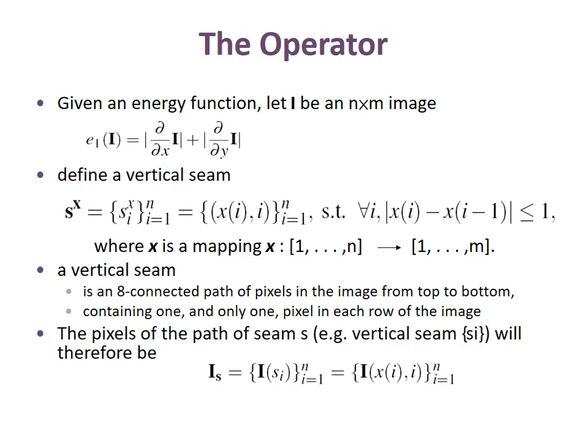So given the energy map here, we can calculate the energy, and then we can define a vertical seam. Okay, so the vertical seam is defined by Sx. Actually, it's a set of pixels. The set of pixels is defined by x of i, with i from 1 to n. Okay, so if we have the original image, we have the resolution.